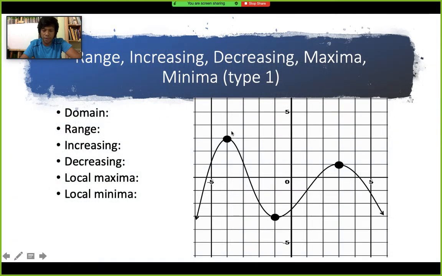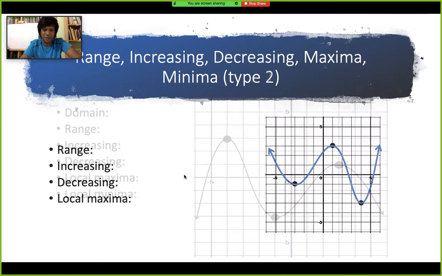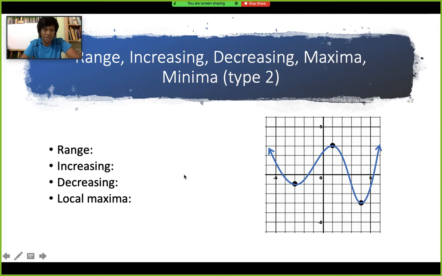This is one type of math. From this given graph, you have to find out domain, range, increasing, decreasing, local maxima and local minima. So we said this is type 1. That means we have another type here. So try to give it a try and find out the answers. Okay, we will not discuss any answer in this recording. This recording is just to give you some idea about what to do.